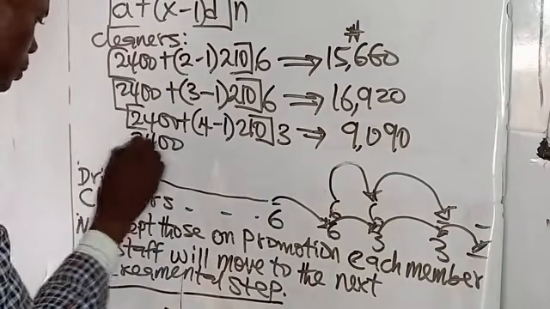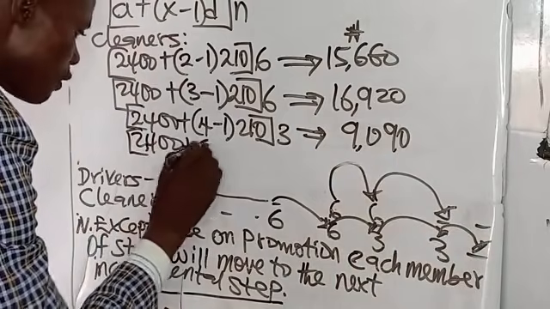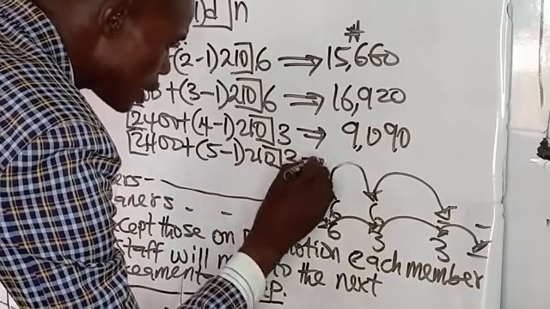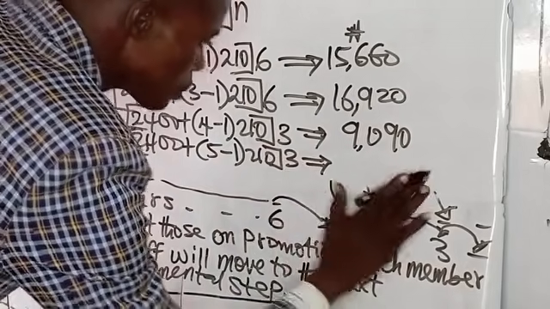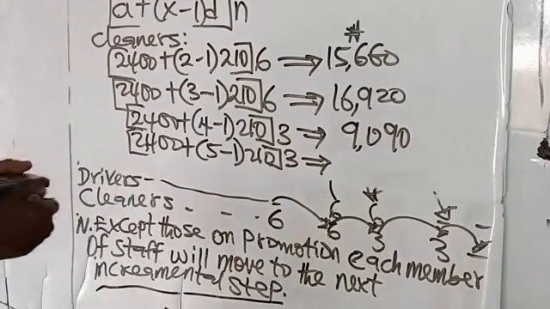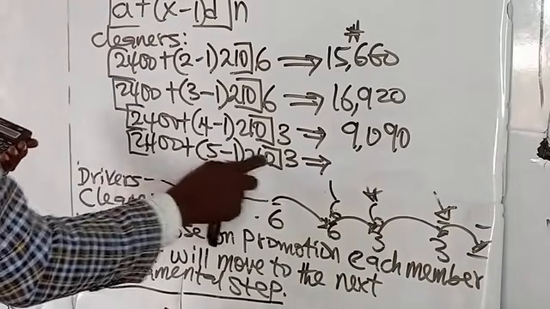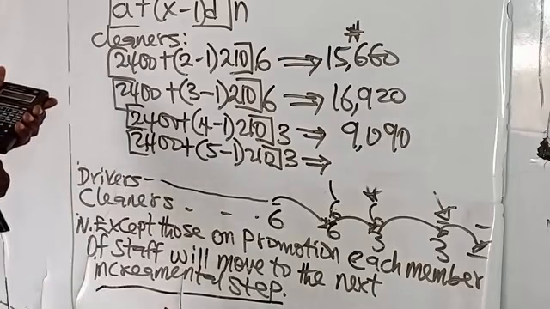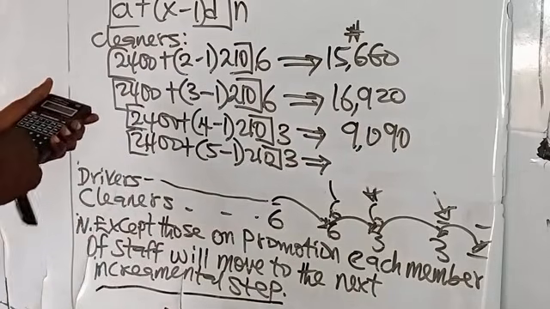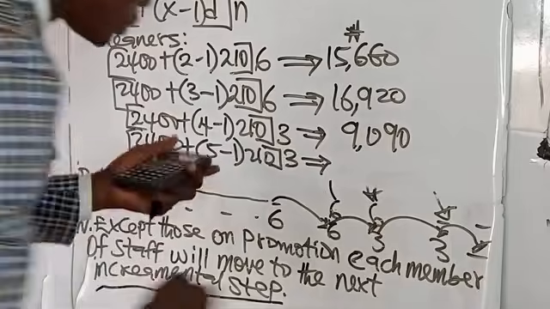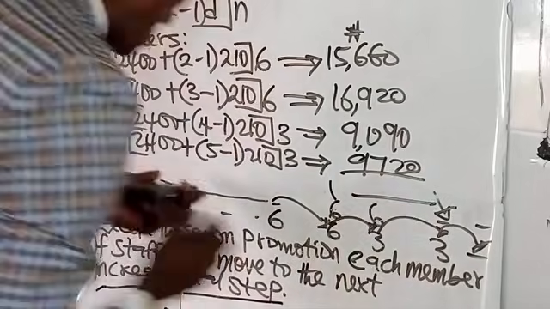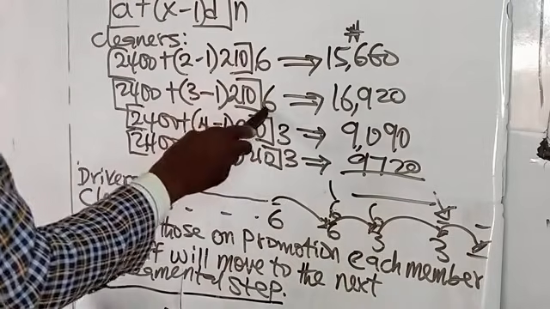We also have 3 employees in step 4 who are now moving to step 5. 2,400 plus 5 minus 1 into 210 multiplied by 3 employees. 5 minus 1, that is 4. 4 times 210, that is 840, plus 2,400. We have 3,240 times 3 employees. 9,720.